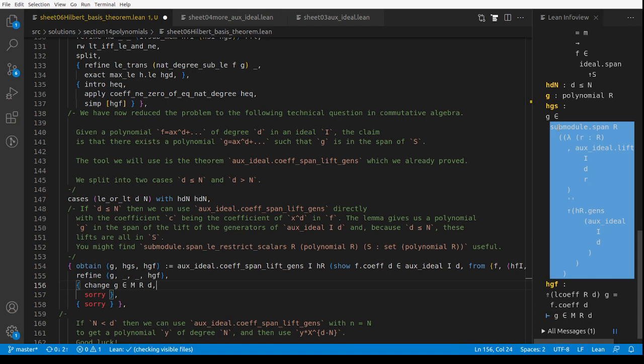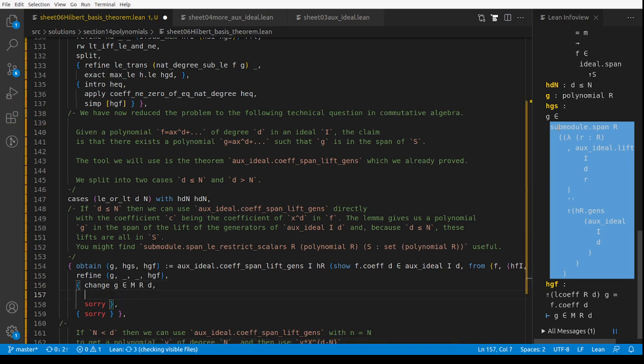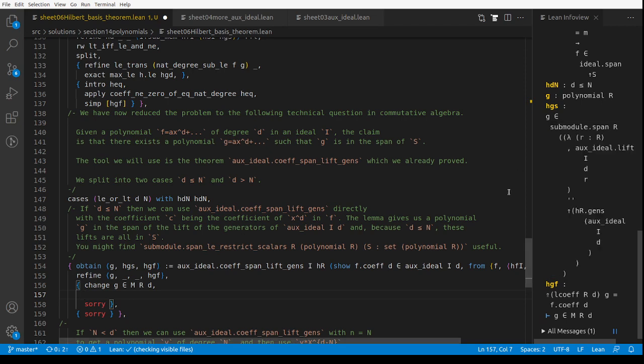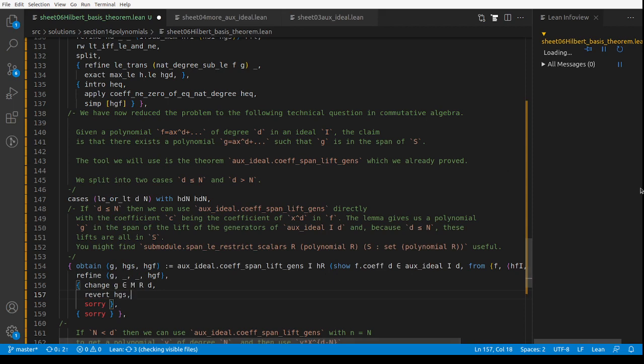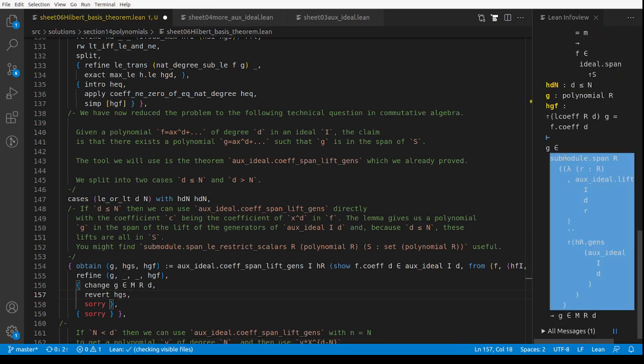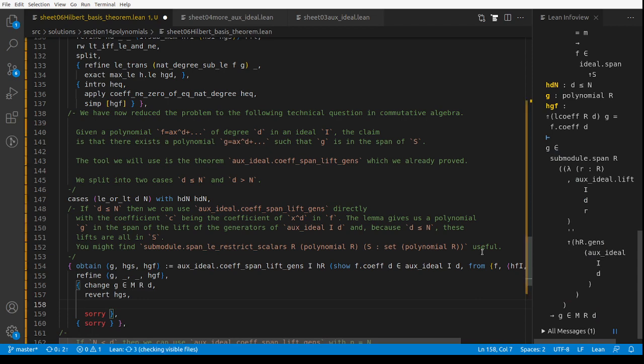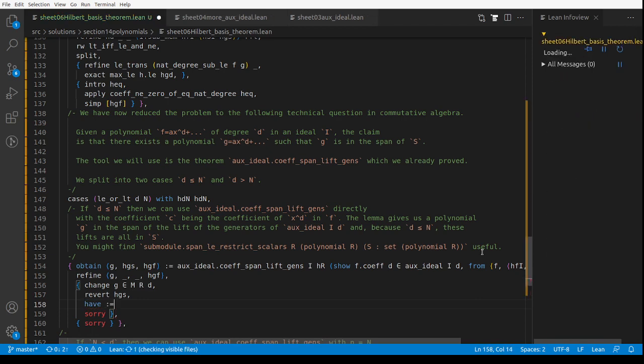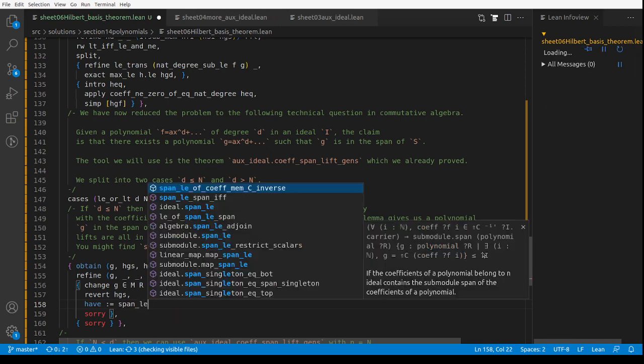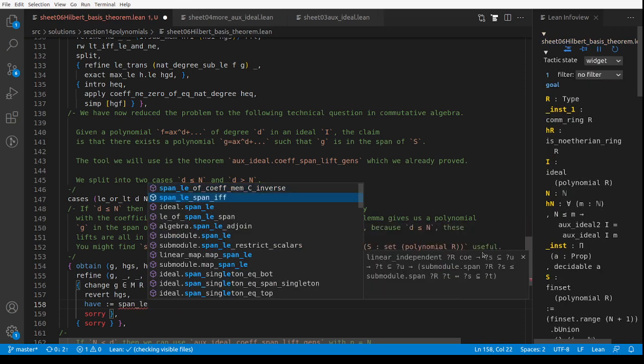And so it will suffice to prove, so I can revert. Let's see if I can cheat. Let's revert HG. I don't want to copy down. If I revert this, I've got to prove that G is in the span implies G is in something else. So now if I can use span LE somehow, have colon equals, what's it called? Span LE.